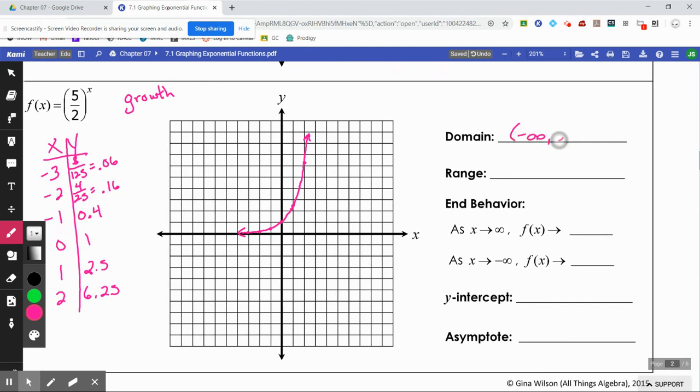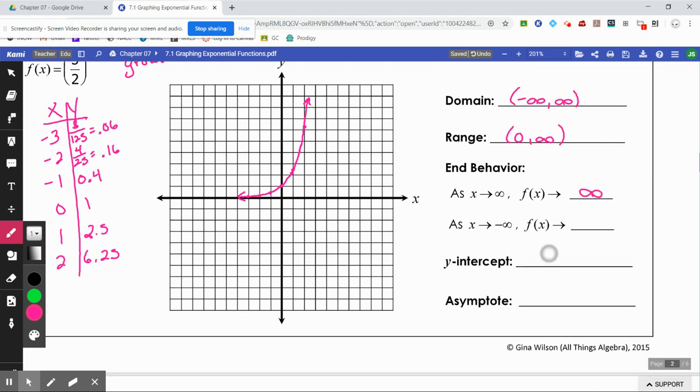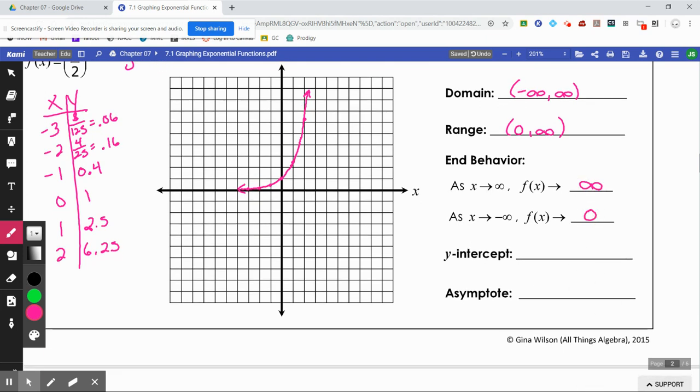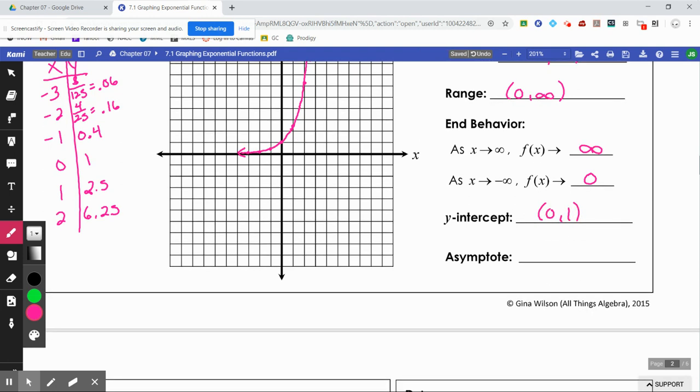Domain, all real numbers again. You can plug in anything. Your range, same thing, 0 to infinity. As you move to the right, your graph goes up. As you move to the left, your y value levels out to 0. Your y-intercept again is (0, 1), when you plug in 0 to give you 1. Your asymptote line will be the x-axis, which is y equals 0.